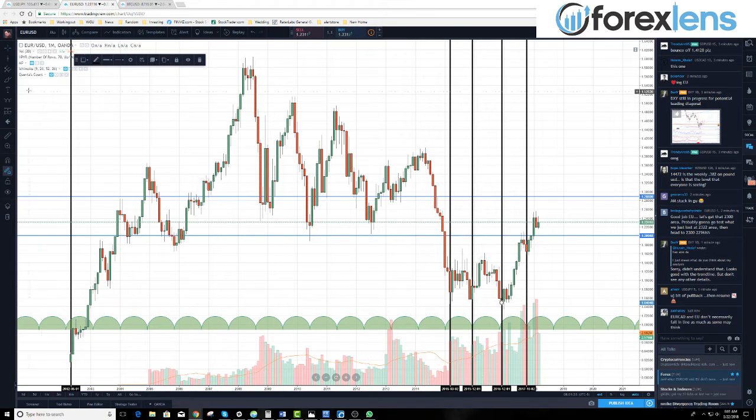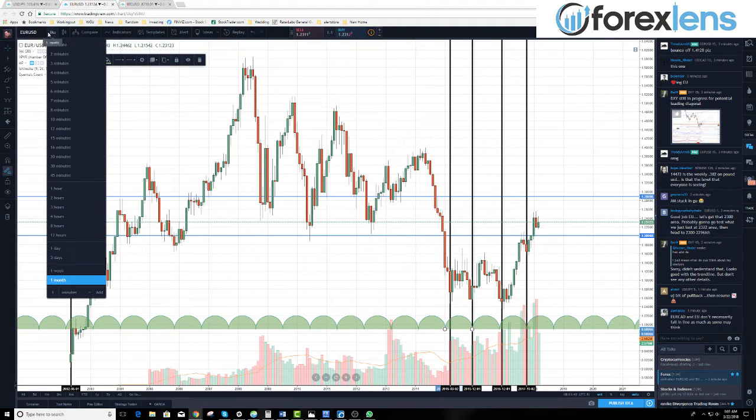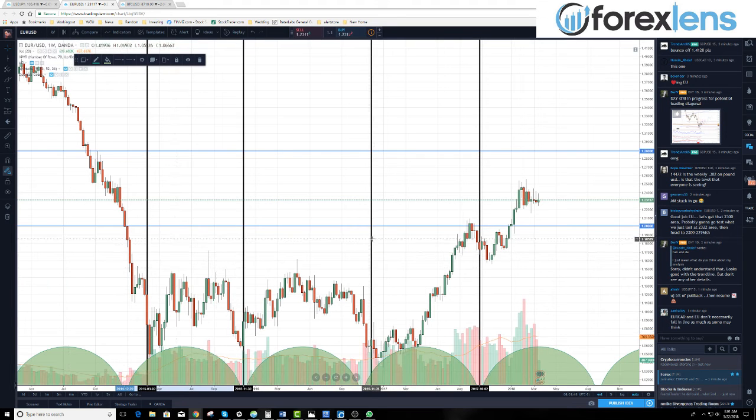We'll probably bring it out to a weekly and see. So this would be our longer term swing signal, okay? Now let's check out the weekly. Okay, so we've got our monthly sitting here. It's looking pretty good. It doesn't have to be exact. We're just looking for an idea of where these zones are.